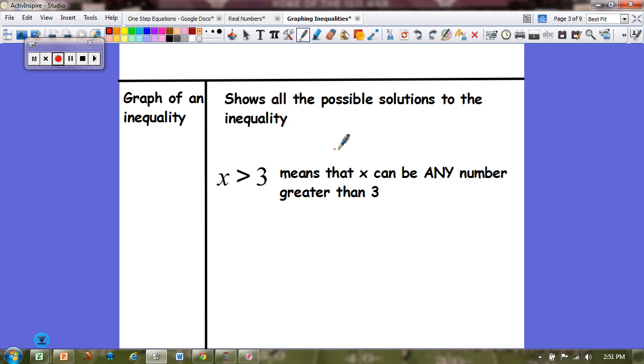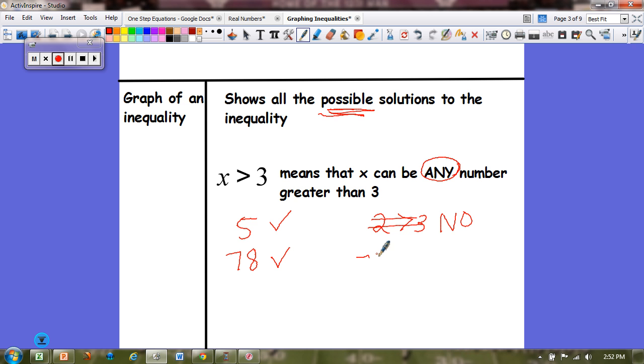Graphing an inequality is going to show all the possible solutions to the inequality. So I have x is greater than 3, which means any number greater than 3. If I were to put 5 in there, that would make my solution true. Or if I were to put maybe 78 in there, that would make my solution true. Now what if I were to put 2? Is 2 greater than 3? No, this would not be a solution.